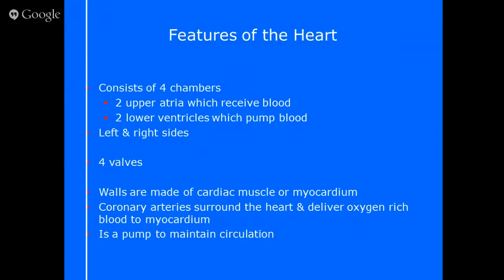atria and ventricles are also labelled according to being left and right hand sides, so that we can differentiate between the two, and also so that we can clearly see the blood flow through the heart itself. Now, alongside that, there are 4 valves. We're going to have a look at all 4 of those in this whole module so that you really understand what the purpose of those valves are.